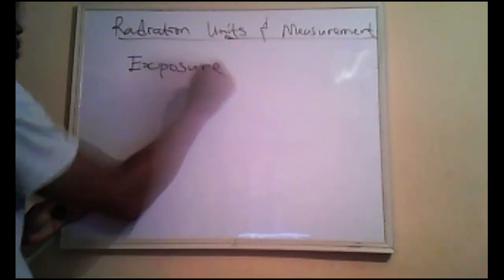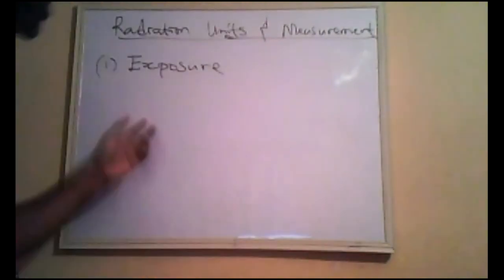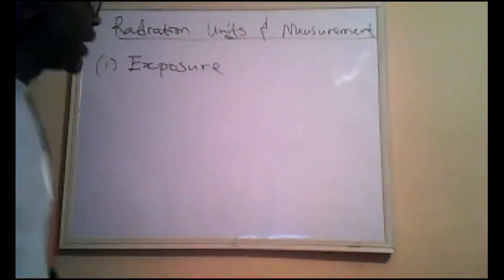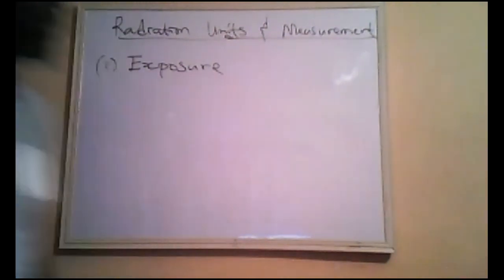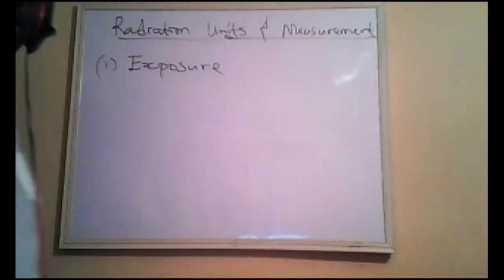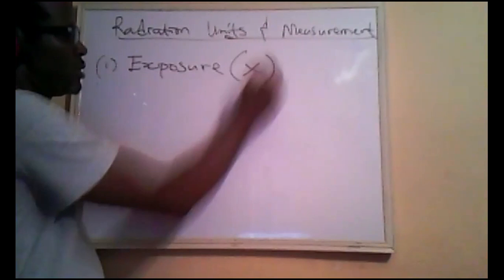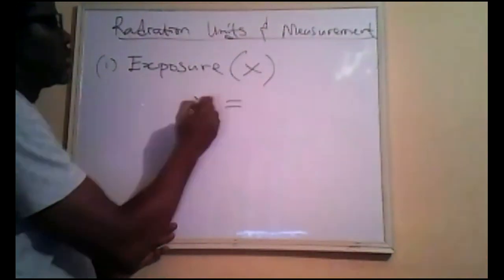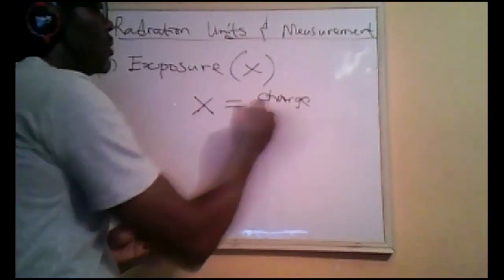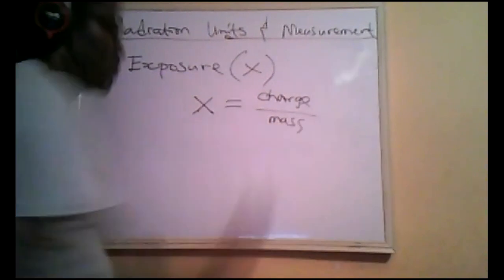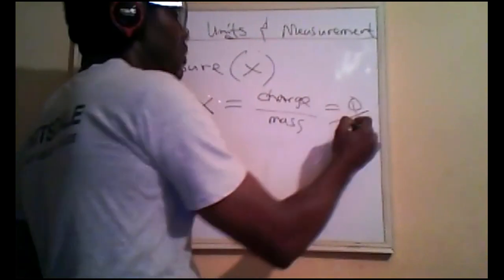exposure. Exposure is simply the amount of charge that is produced by ionizing electromagnetic radiation per unit mass. It is denoted by the symbol X. Just to state it simply that way: charge over mass, Q over M.